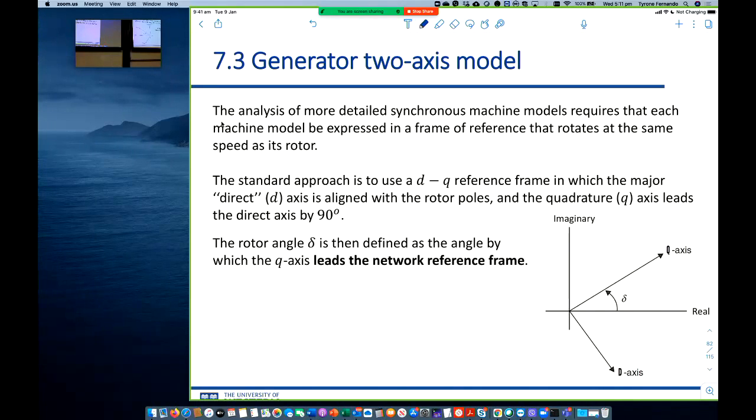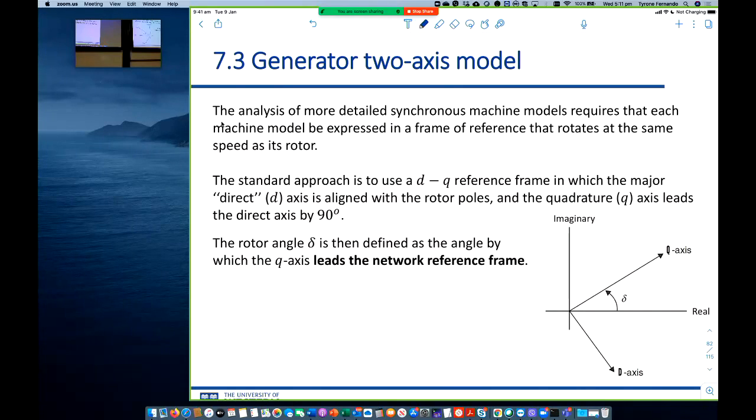The standard approach is to use the DQ reference frame in which the major direct axis D is aligned with the rotor poles and the quadrature Q axis leads the direct axis by 90 degrees. So here we have a direct axis and a quadrature axis.